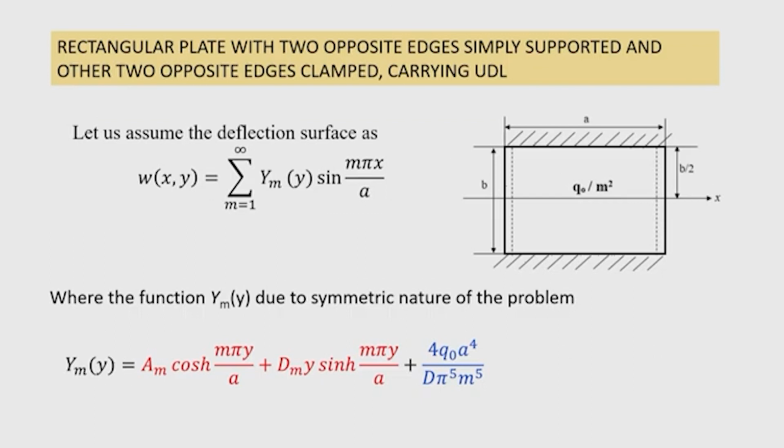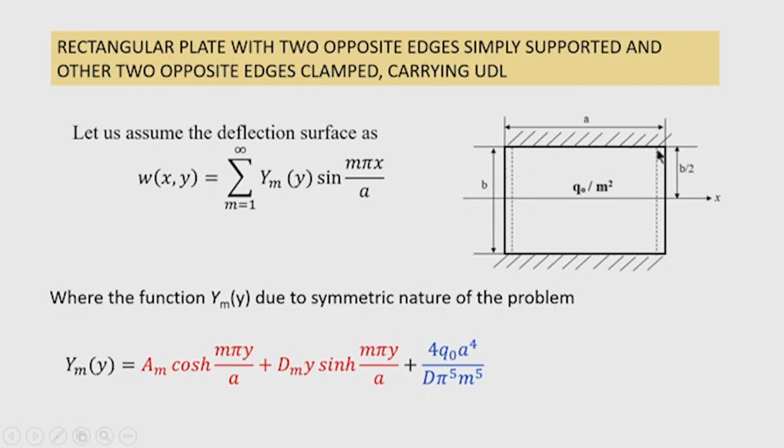Now, let us see a problem where the rectangular plate has dimensions a cross b and thickness h. So, the flexural rigidity D is E h cube divided by 12 into 1 minus mu square. The plate is loaded with q naught, the loading intensity per unit area. And since it is symmetrical, we take the x axis passing through the center of the edges which is parallel to the y axis.